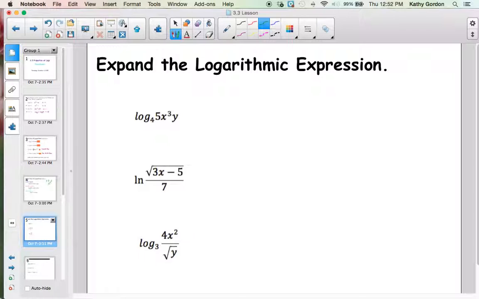So, we're going to see what you remember. Go ahead and take a minute. See if you can expand these three logarithmic expressions. Try them on your own first.